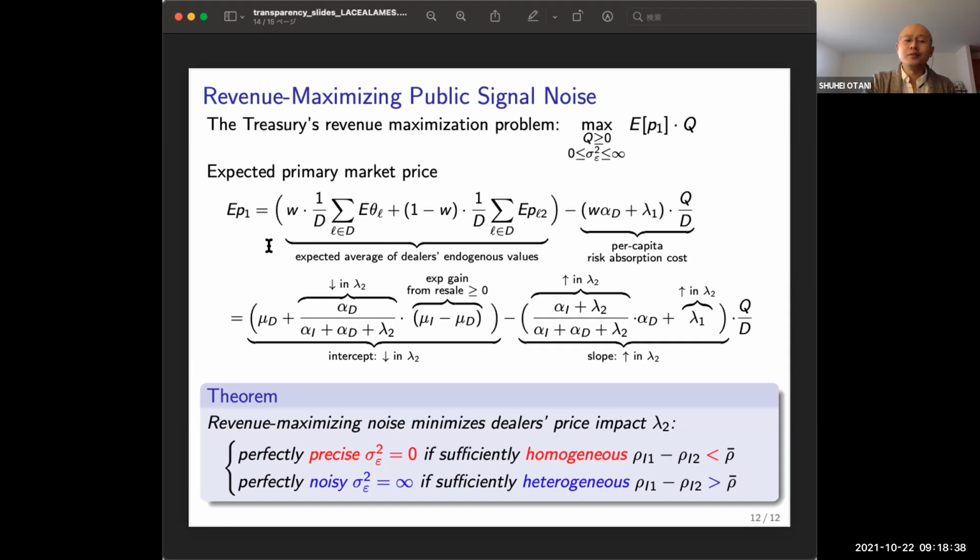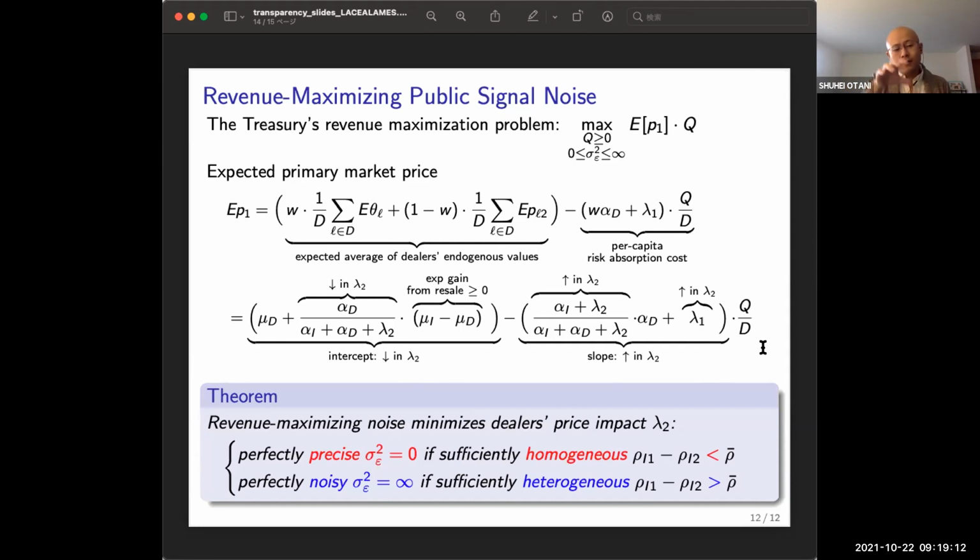It consists of two terms: the expected average of dealers' endogenous valuation, which is a complex combination of dealers' valuation and the resale price. The weight W is endogenously determined at equilibrium. However, the price must be lowered to compensate the dealers' trading cost for absorbing the inelastic supply of the treasury. That's the second term. And it turns out that price is linear in terms of the treasury's supply.